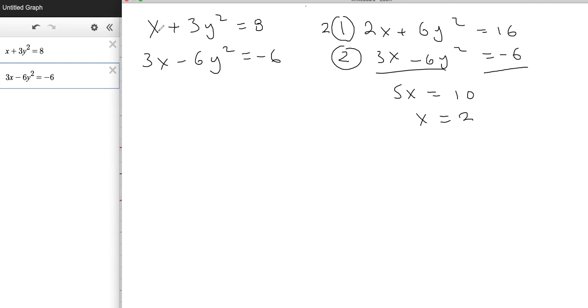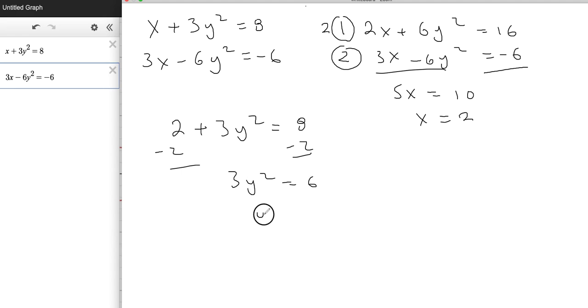I'm going to come back here just because that equation looks a little easier, and I'll back solve for my y. So that's going to give me 2, and then plus 3y squared equals 8. We'll subtract the 2 over. And 3y squared equals 6, and we'll divide by 3, so y squared equals 2. And then taking a root of both sides, we'll get y equals, and don't forget the plus or minus on that root 2, because we get two separate answers that are positive and negative root 2.